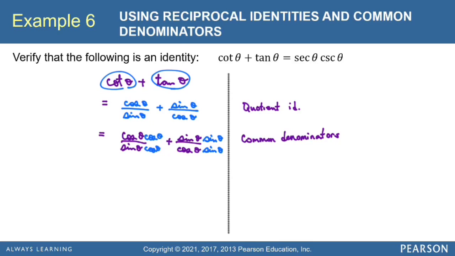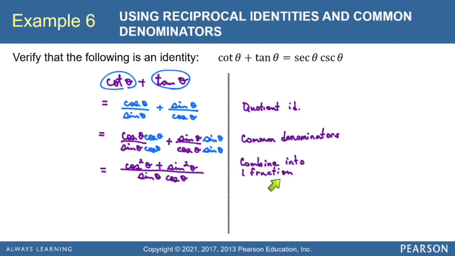For our next line, let's go ahead and write a fraction bar and put that common denominator under the fraction bar. And now the new top will be cosine theta times cosine theta, which is cosine squared theta, plus sine of theta times sine of theta, which is sine squared theta. Over here on the right, I just want to explain what I did in that step, so I just wrote combine into one fraction. I don't want you to feel like there's any one set of phrases that you can write over here on the right side.